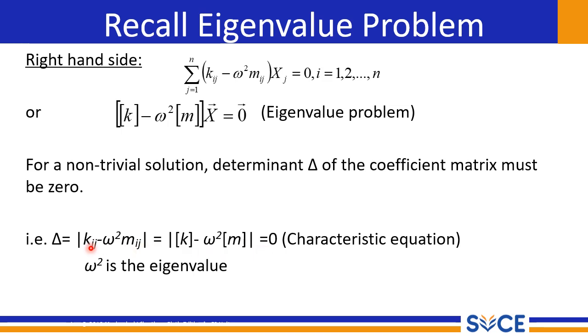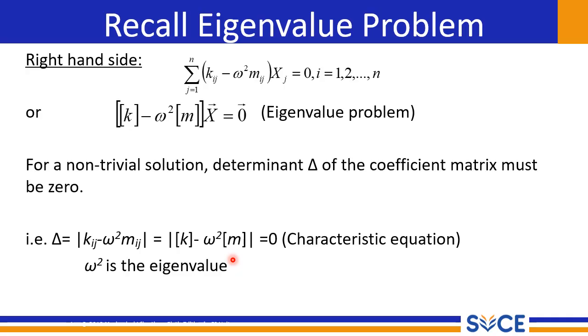This equation is known as the characteristic equation or the eigen equation. Solving this equation for omega square will give us the eigenvalues of the system. Remember that omega square is nothing but the square of the natural frequency. So taking the square root will give us the natural frequencies of vibration.